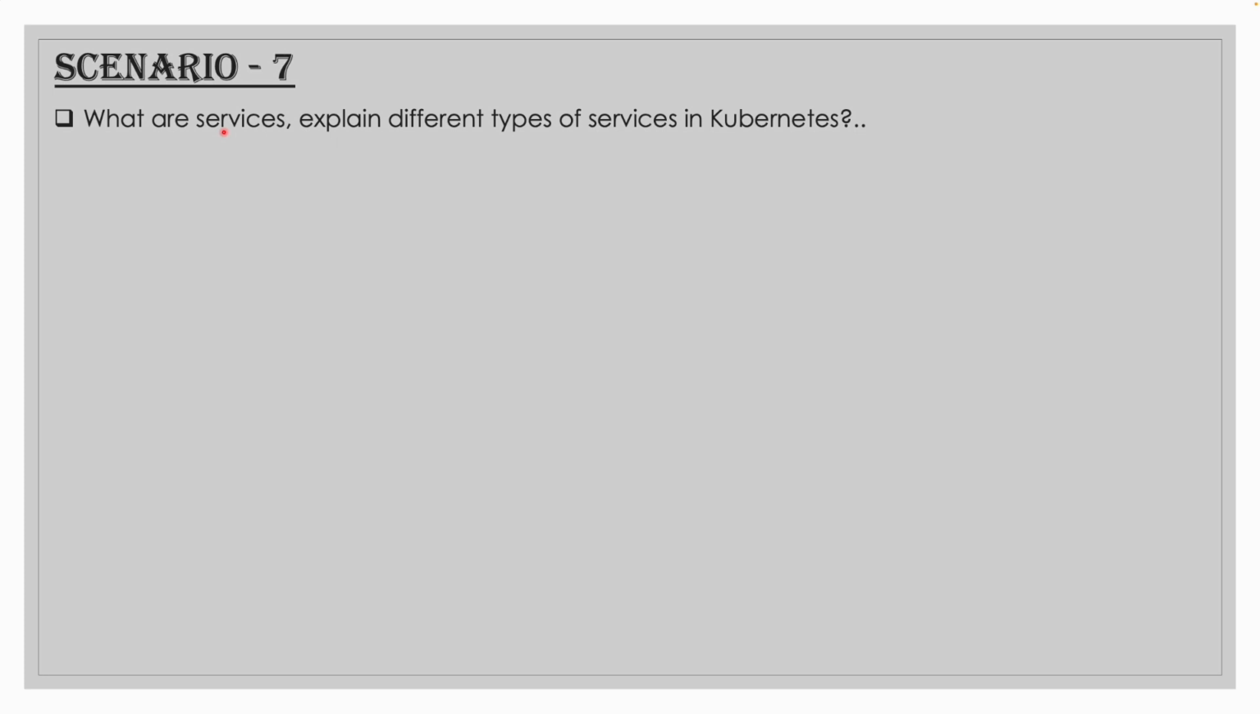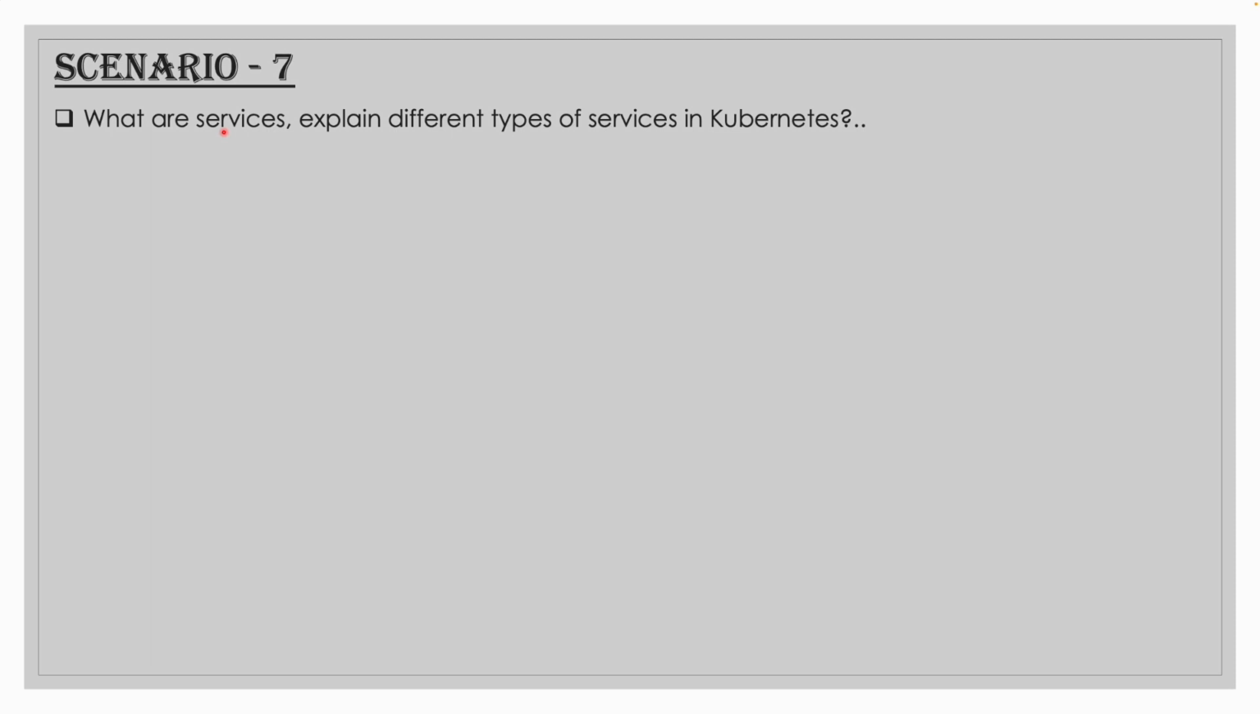Like for example, I got my application running inside a Kubernetes pod. How do I access my application from internet? I got my front-end server running in one node and I got my backend database on another node. How do I enable communication between these two pods? How do I enable internal communication between two pods? So these could be various scenario-based questions which can be derived out of this question.